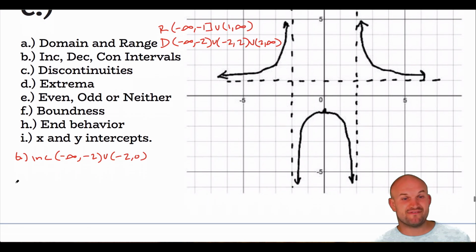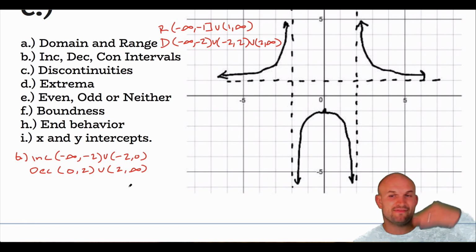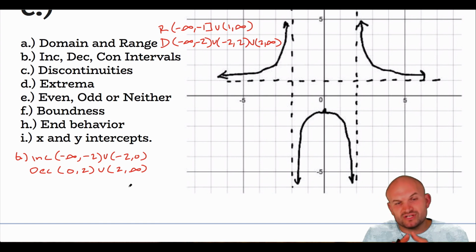And then we can say the graph is decreasing from 0 to 2, union from 2 to infinity. And again, when we're looking for something to be decreasing, we're looking at the y values. Are the y values going up or the y values going down? But we're describing it based on the x interval.